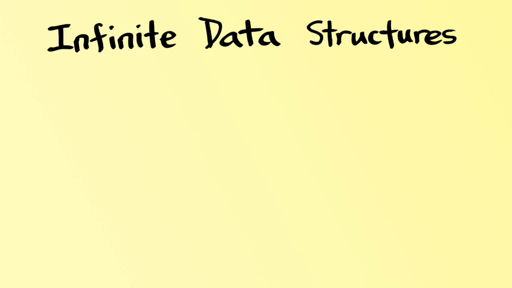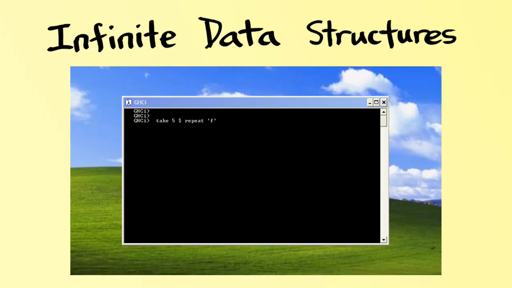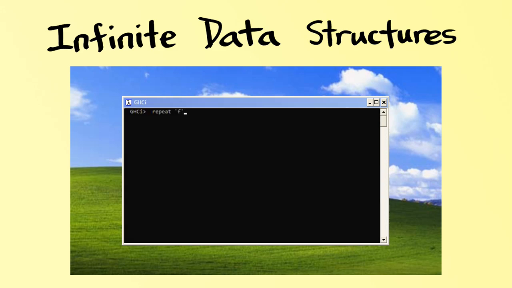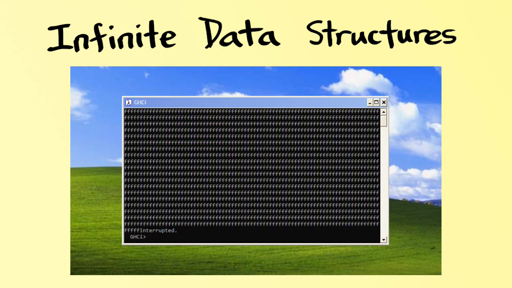Next miscellaneous thing, infinite data structures. This line, take 5 of the repeat of f, evaluates to 5 f's, and the take function just takes some number of elements from a list. So what is repeat f? It's an infinitely long list of f's. You can ask for it, and the computer will keep going and giving as much of the thing as it can do until you do an interrupt.